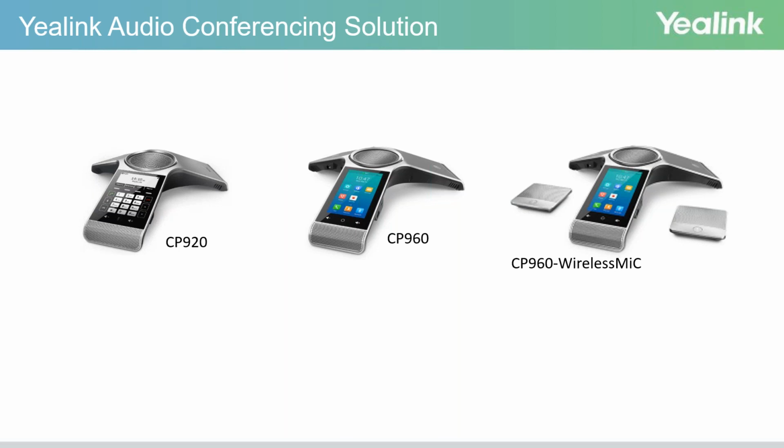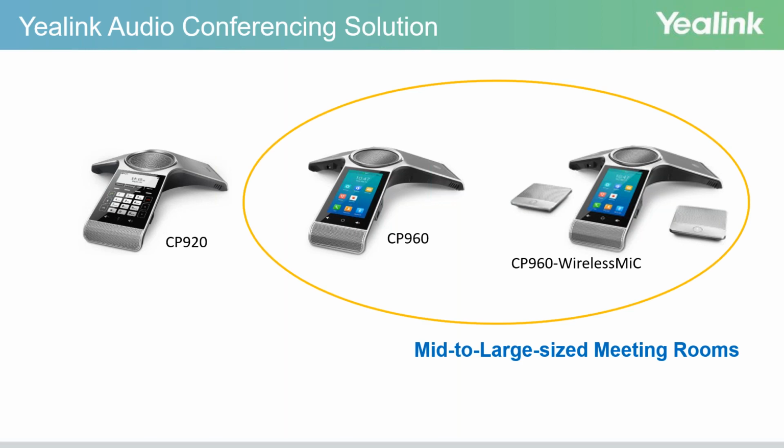And then working our way down the spectrum, we also have the CP920. That's going to be your point of entry phone. It's going to be lower in cost and have a slightly different feature set, as we'll see, compared to the 920 and the 960. Or I'm sorry, the 960 with and without mic.